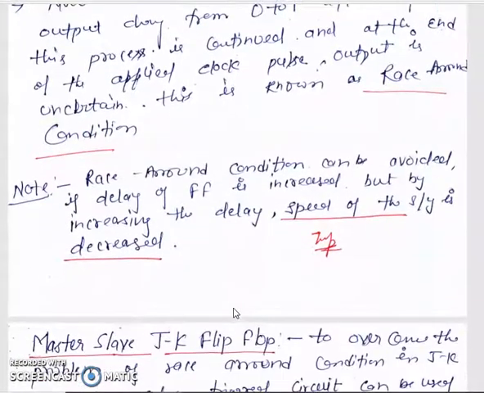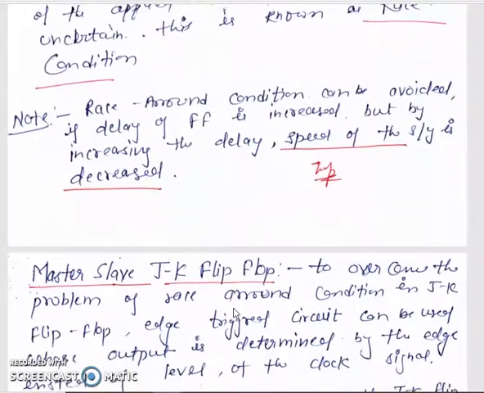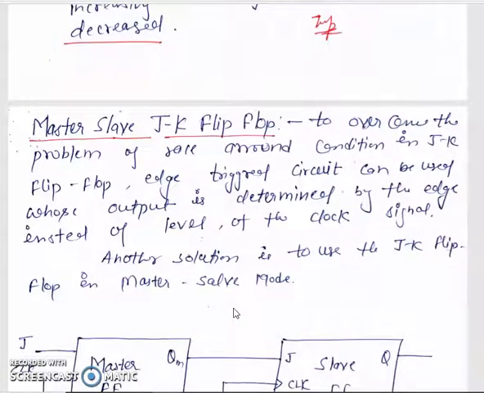To avoid the JK race around condition, the first option is to increase the delay of the flip-flop. But if we increase delta t, that is the delay of the flip-flop, then the speed of the system is decreased. So it is not a proper solution to avoid the race around condition of the JK flip-flop. The next option: because this condition always happens in level-triggered circuits, we can use edge-triggered circuits.